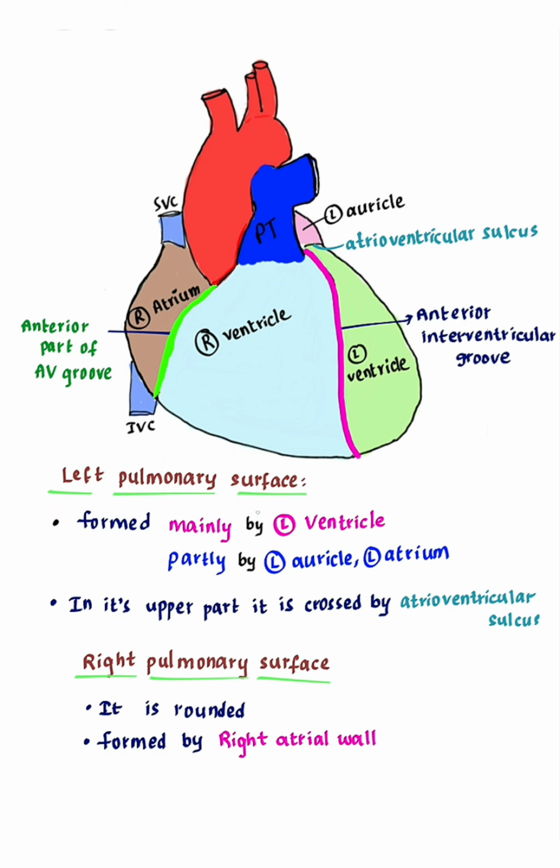Left pulmonary surface. Left pulmonary surface is formed mainly by left ventricle, partly by left auricle and left atrium. In its upper part, it is crossed by the atrioventricular sulcus. Right pulmonary surface is rounded, it is formed by right atrium.